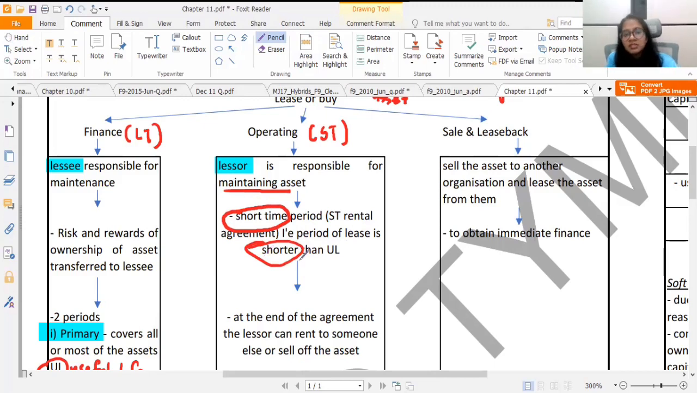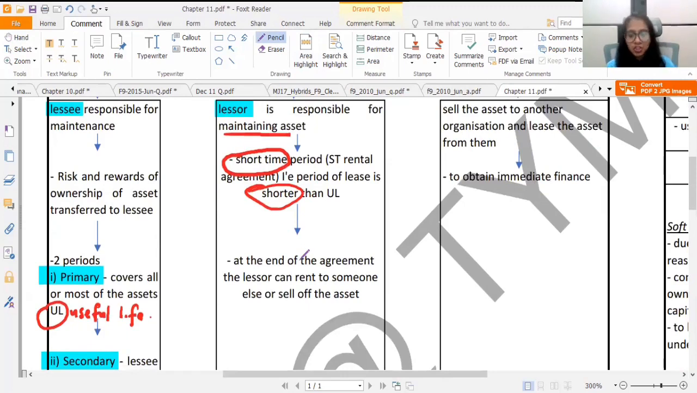Because this is a short-term lease, at the end of the agreement the lessor will either rent the asset to another person who wants the asset, or you as a lessee can renew your agreement, or the lessor can sell it to someone else. I forgot to add that here. It completely depends on the lessor.